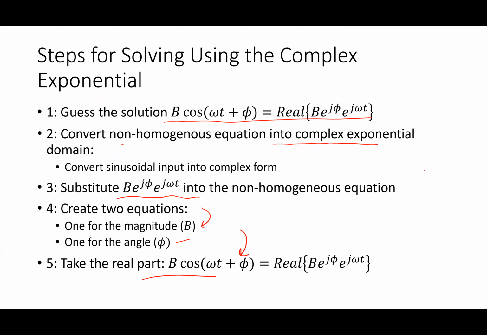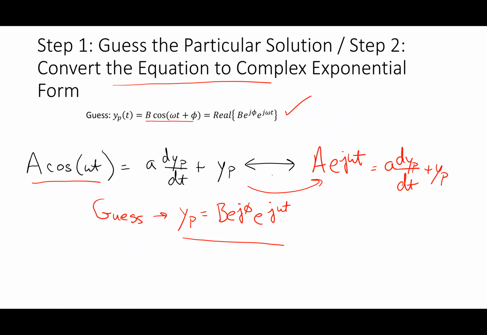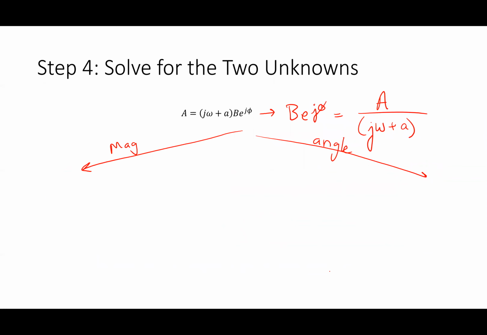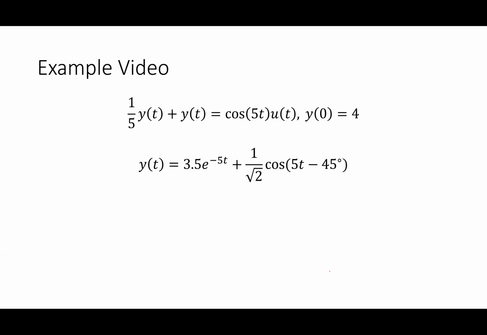I guess a cosine, and then at that point I start to look at this dynamic phasor thing. And then I say, okay, we've got to convert the whole equation into complex exponential form, which means I've got to take that sinusoidal input and put it in complex form. So what I did was I said a cosine omega t becomes a e to the j omega t. Then I substitute b e to the j phi e to the j omega t into it. And then I get an equation for the magnitude, an equation for the angle. And then I take the real part of this. That's the process. Now, everything is best seen with an example.